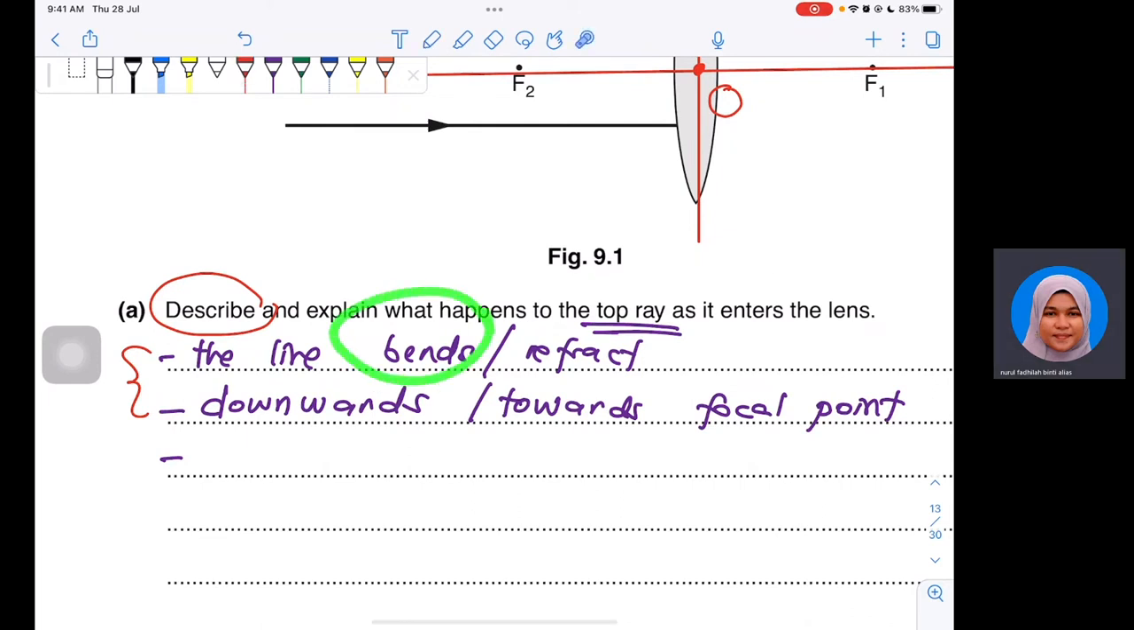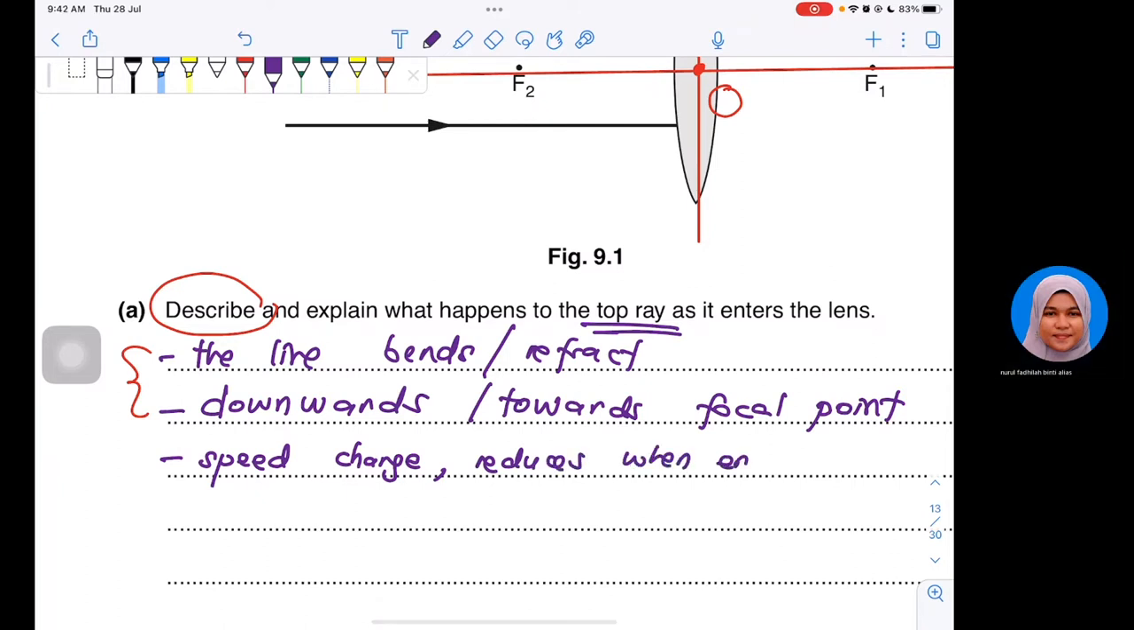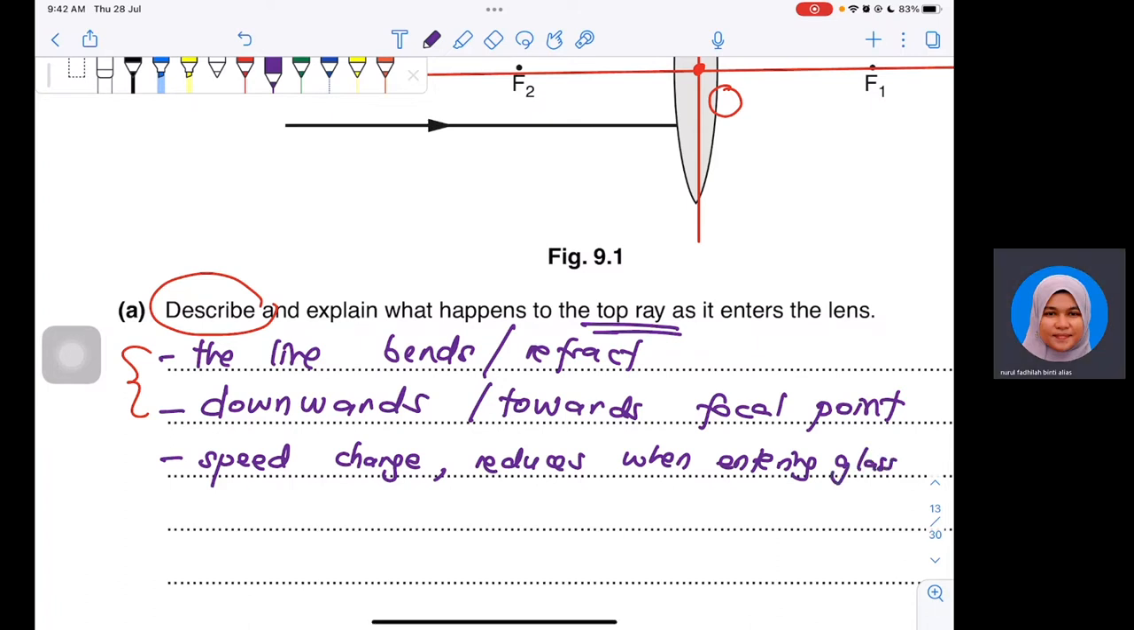Why is it bending? Why is it bending downwards? So you must have an explanation for that. Right? For example, you must have an explanation, you can't just sleep. Okay, so the explanation is it bends because of speed change. How is it changing? The speed reduces when entering glass, or entering something that has a higher refractive index. The lens has a higher refractive index.